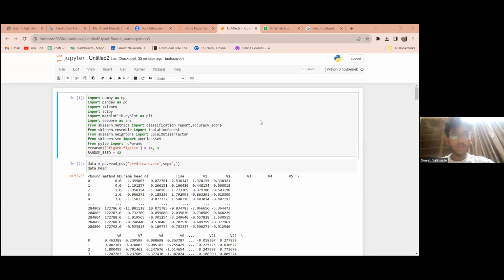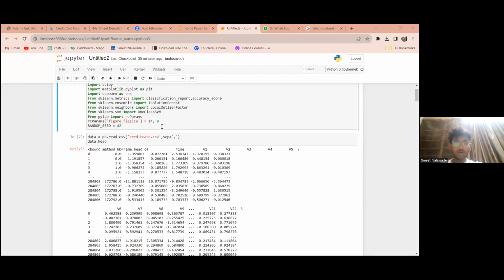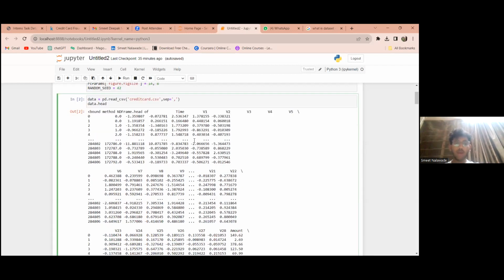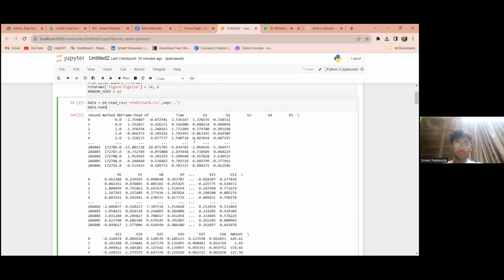So in the beginning, we have uploaded our data set in the Jupyter notebook. After that, we have imported a few libraries such as NumPy, Pandas, sklearn, and Matplotlib, which are eventually going to help us in the visualization of the data set. In the next line, we have imported the data set. As I mentioned earlier in the PPT slides, we have formed around 28 principal components, and here they are in the data set.